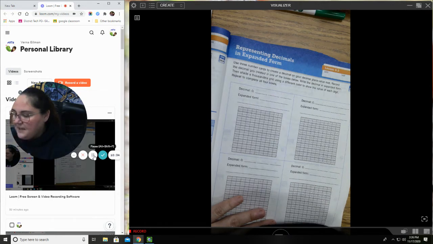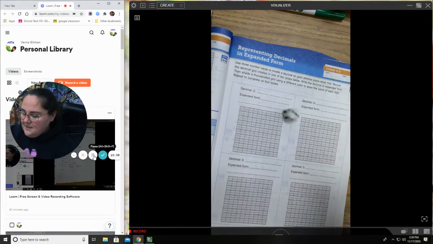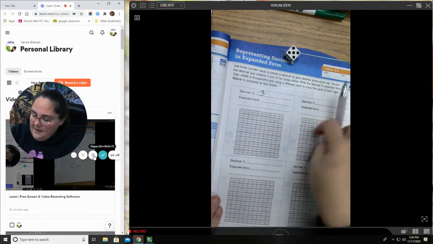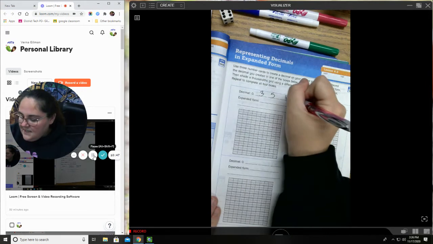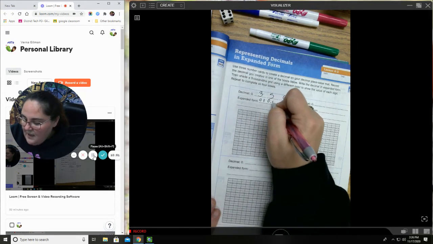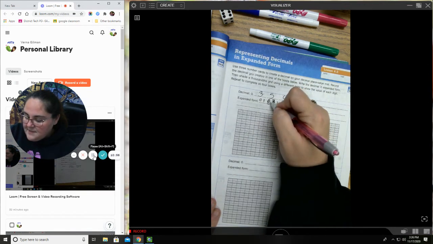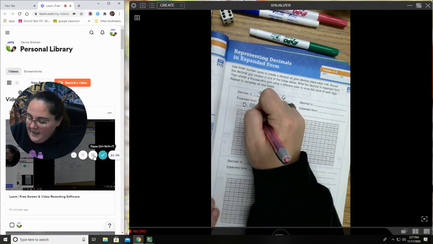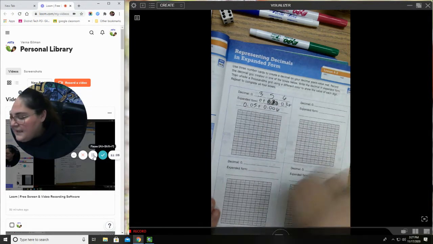All right, you know me, I like my dice, I like my cards. I'm going to roll my dice. I have a 3, a 5, and a 6. Expanded form, 0 plus 0.03 plus, that's supposed to be a 3, let's fix it, 0.05 plus 0.006. All right, different colors.